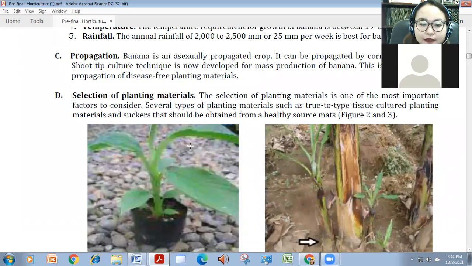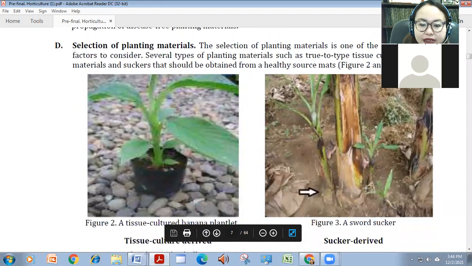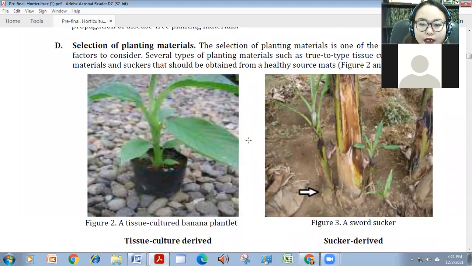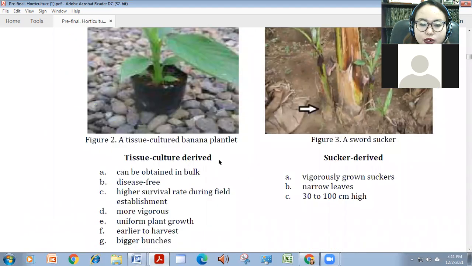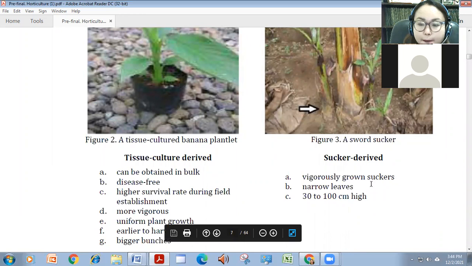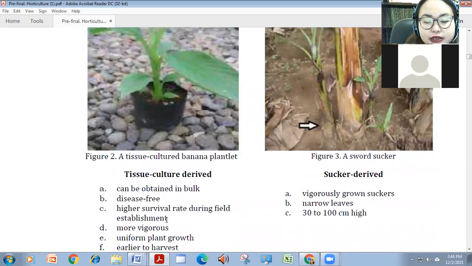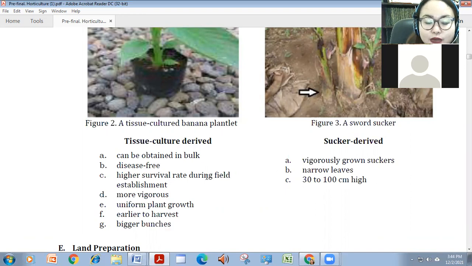And to select the planting material versus tissue culture and sucker, so lahat naman sila true to type, no? And since these are asexually propagated, but versus a tissue culture plantlet versus sucker derived plant, meron tayong mas maraming advantages ng tissue culture kasi you can buy mass or bulk or madamihan, no? Unlike sa sucker, hindi masyadong it would take time to have a lot, no?